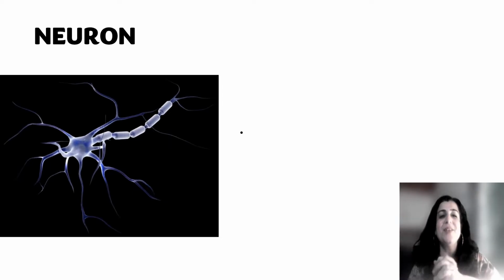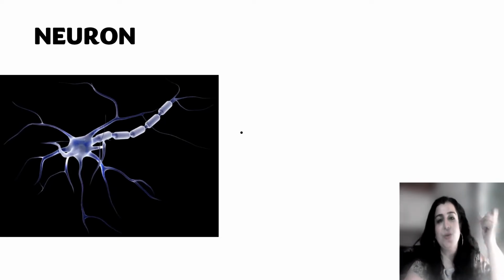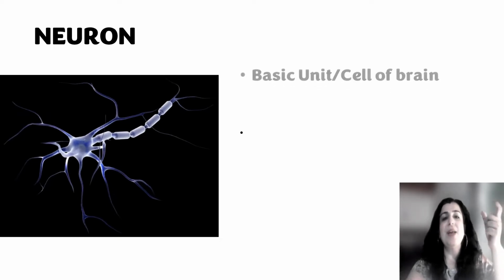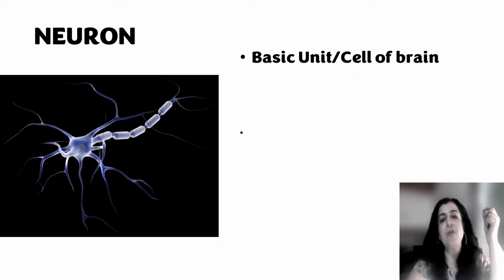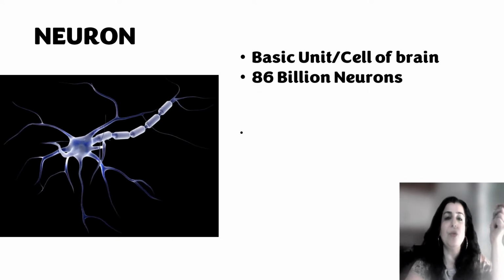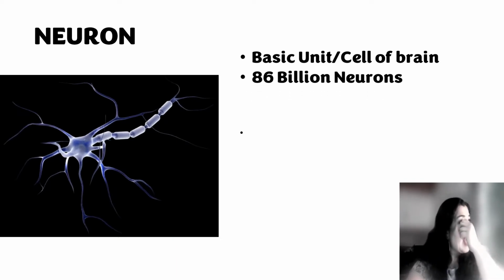Hi, so let's start with our introduction to biology, the biological psychology, with the basic building block of our nervous system. That is a neuron. That is the basic cell of our nervous system. You can't get any smaller than that. And that's how we have around 86 billion neurons in our brains. And that's only in our brains.